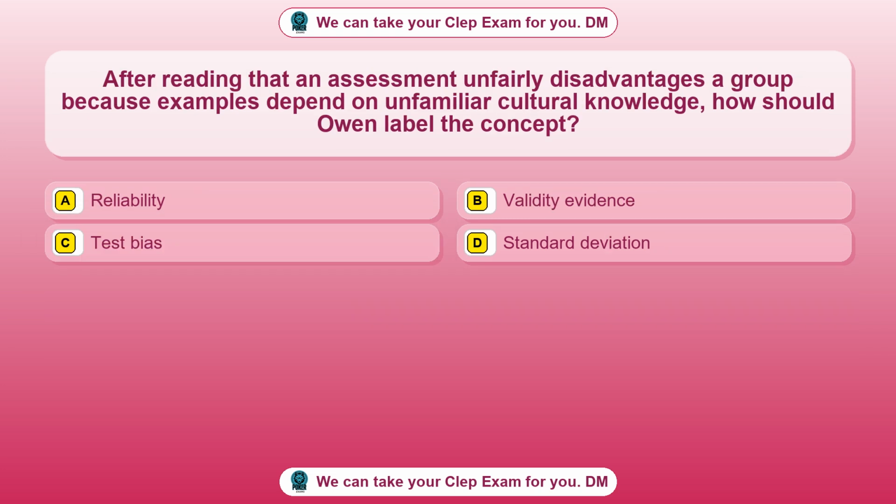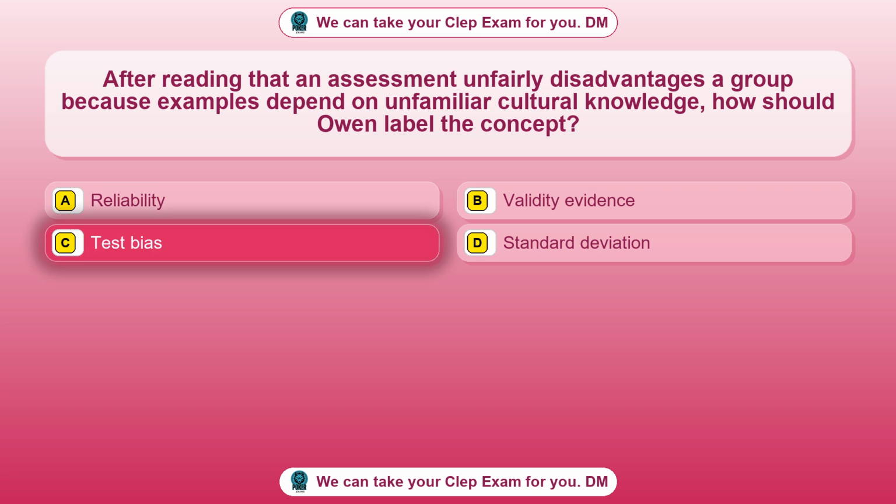Question 70. After reading that an assessment unfairly disadvantages a group because examples depend on unfamiliar cultural knowledge, how should Owen label the concept? Option A, reliability. Option B, validity evidence. Option C, test bias. Option D, standard deviation. The correct answer is option C, test bias.